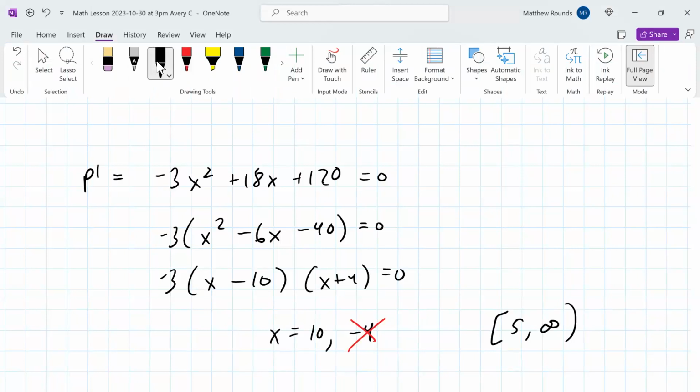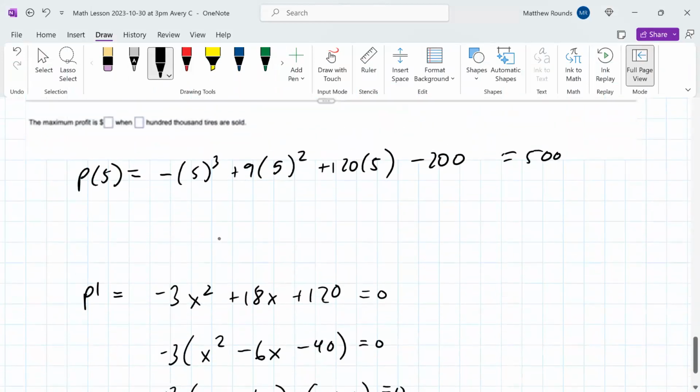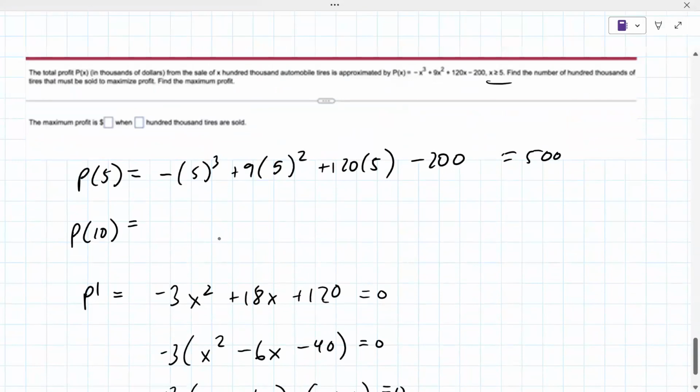All right. So what does that mean? Now that critical point, we have to put back into the original. You have to find P of 10. And that probably is bigger than 500. And it is 900. So the maximum profit is, and we got to be careful with what it actually says here.